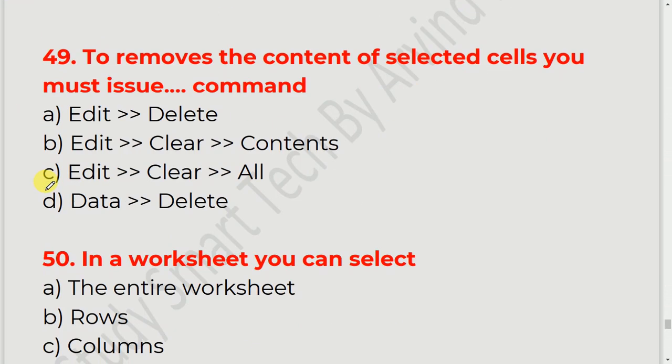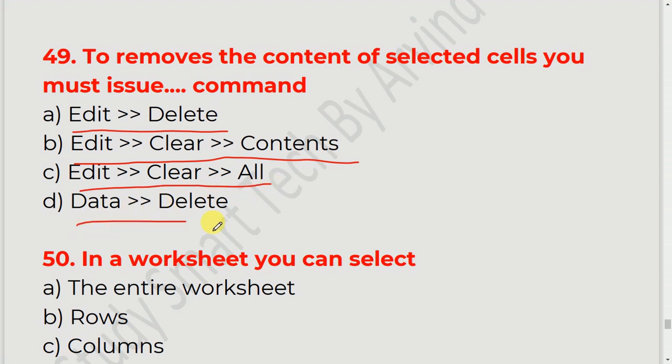Question number 49. To remove the content of selected cells, you must issue command. Option A, edit, then delete. B, edit, then clear, then contents. C, edit, then clear, then all. D, data, then delete. And the correct answer is option B, edit, then clear, then contents.